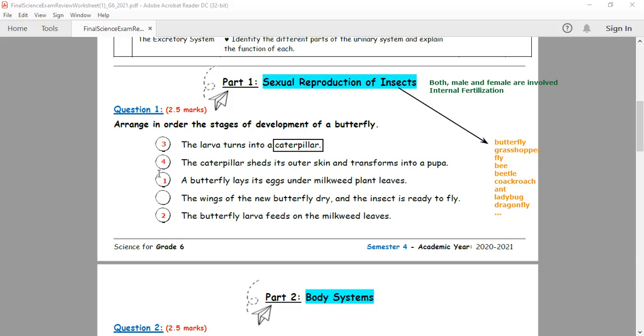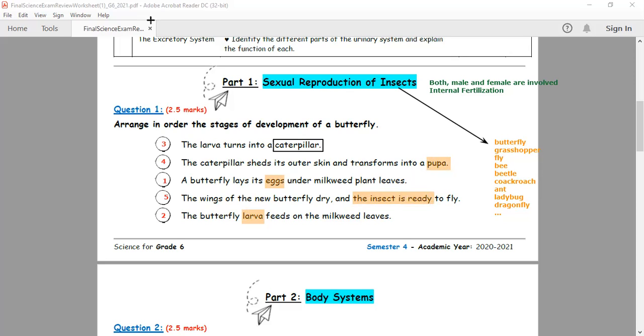And finally, we will have an adult. The last one is the adult: the wings of the butterfly dry. When it's an adult, it's ready to fly. So first of all, egg. Then we have the larva, pupa, and finally we have the adult insect, the butterfly. Here we're talking about metamorphosis of insects.